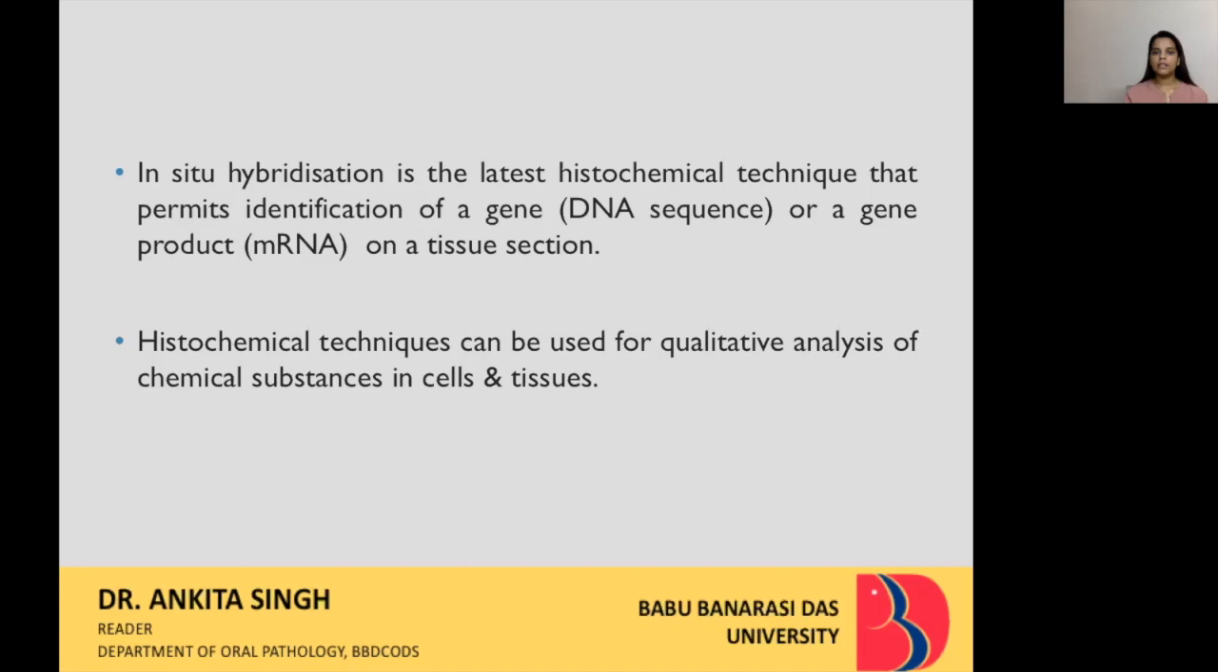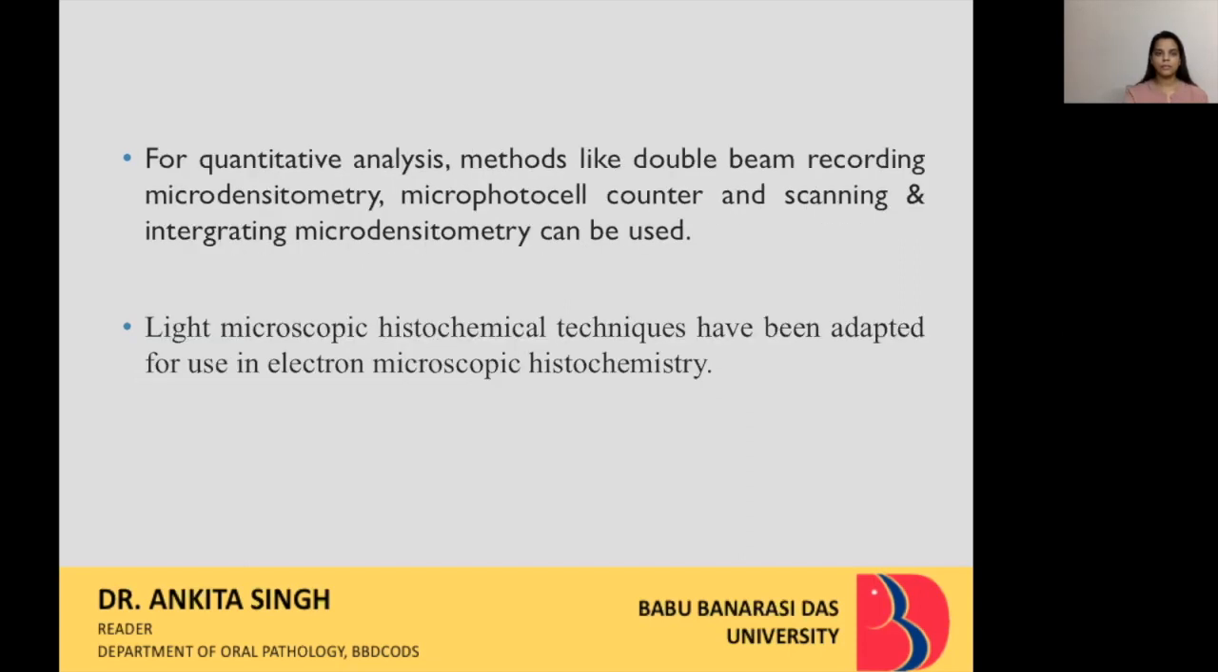Then histochemical techniques can be used for qualitative analysis of chemical substances in cells and tissues. This line is very important. For quantitative analysis, methods like double beam recording microdensitometry, microphotocell counter, and scanning and integrating microdensitometry can be used. Then light microscopic histochemical techniques have been developed for use in electron microscopic histochemistry.